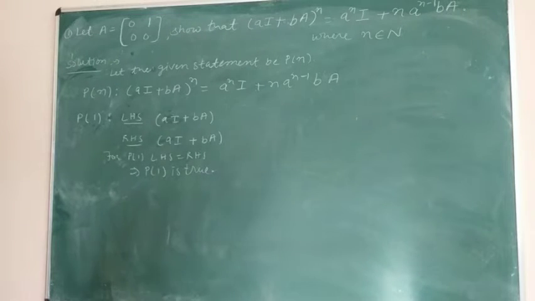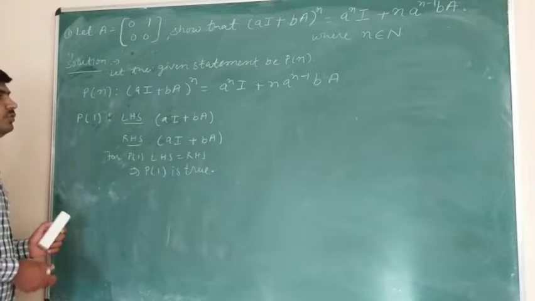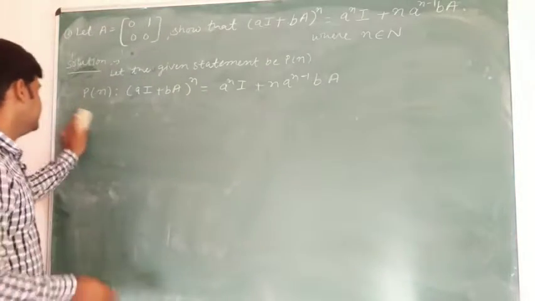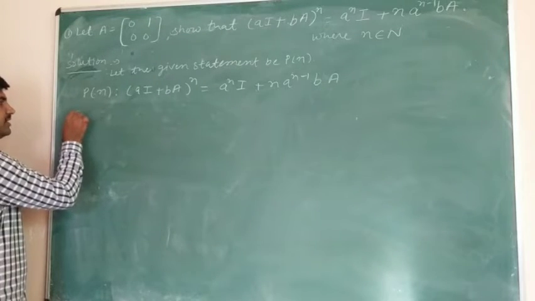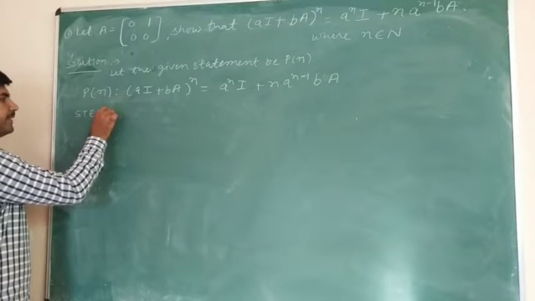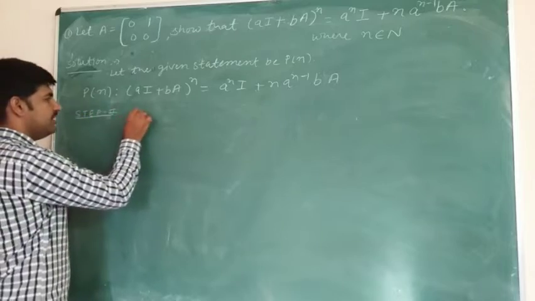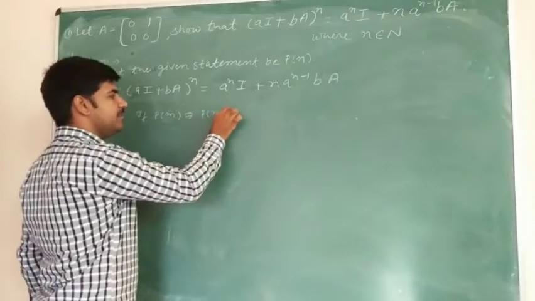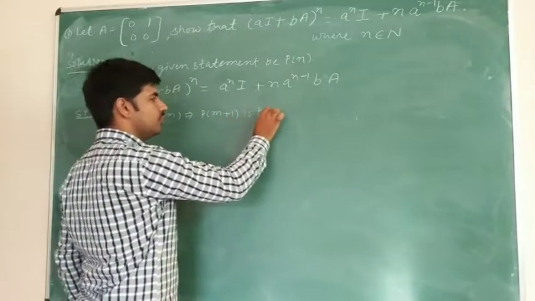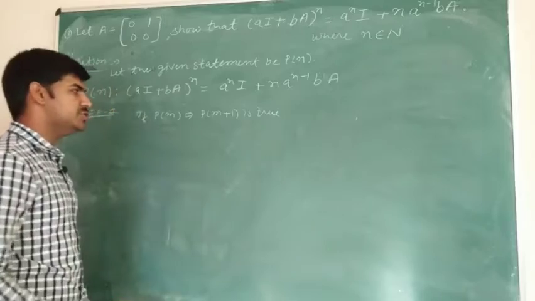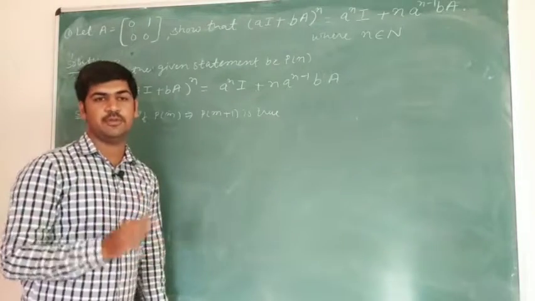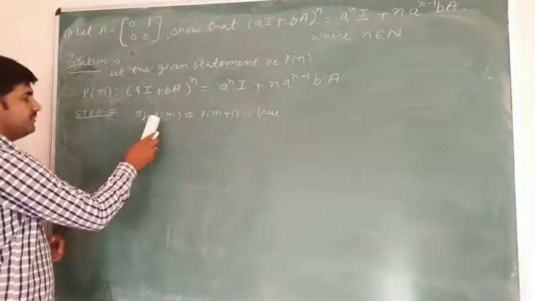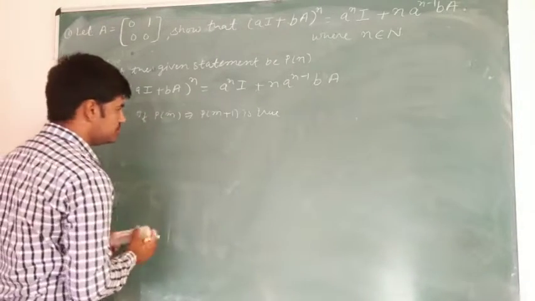After P1 is true, what is the next step, students? Here I am writing step second: if Pm implies that Pm plus 1 is true, then the principle of mathematical induction says that our given statement is true. So now we'll check whether Pm implies that Pm plus 1 is true or not.